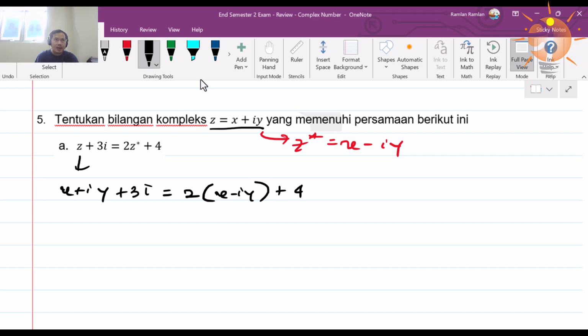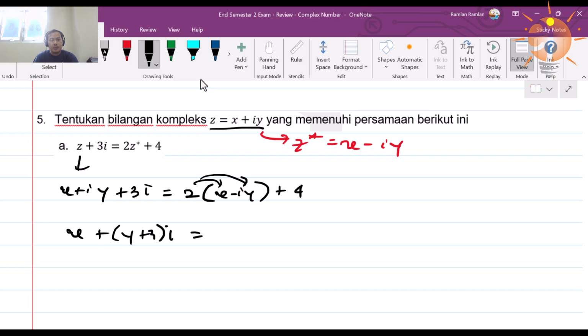Okay, now let's try grouping. Yeah, so we have the real part and the imaginary part. So this is the real part because it doesn't contain any i. So these two are the imaginary part. So I can write this down as x plus bracket y plus 3 of i. So I can pull out the i, right? Factoring like this. Okay, for this one here, we need to multiply them first, right?